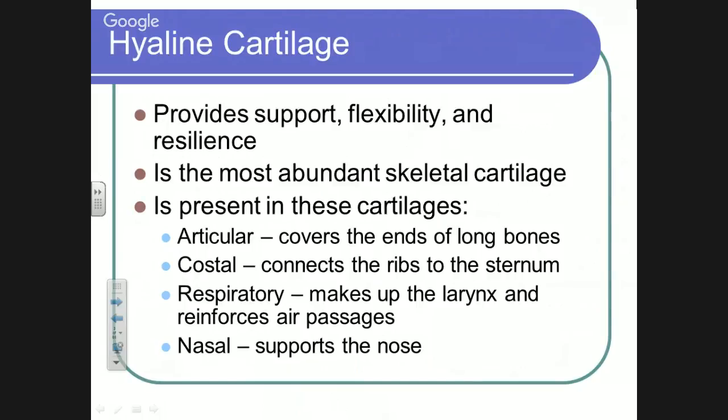Articular cartilage, which you couldn't see in the picture, covers the ends of your long bones. It's important there in reducing friction when your bones are moving over and around each other in a joint cavity. Costal cartilage is hyaline cartilage that connects the ribs to your sternum.